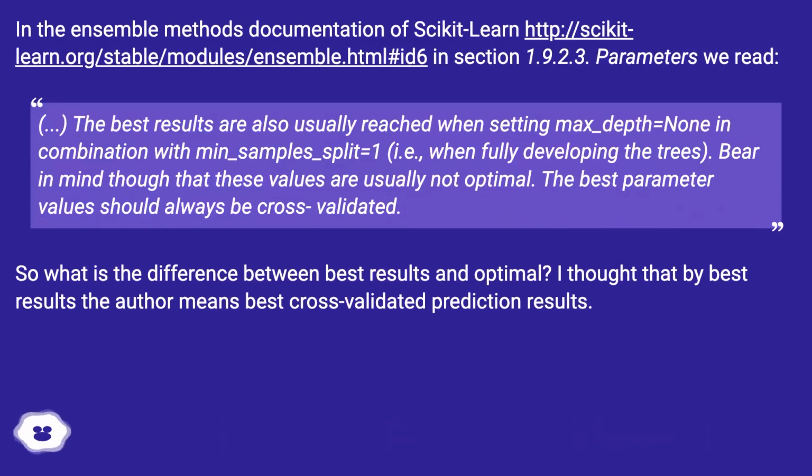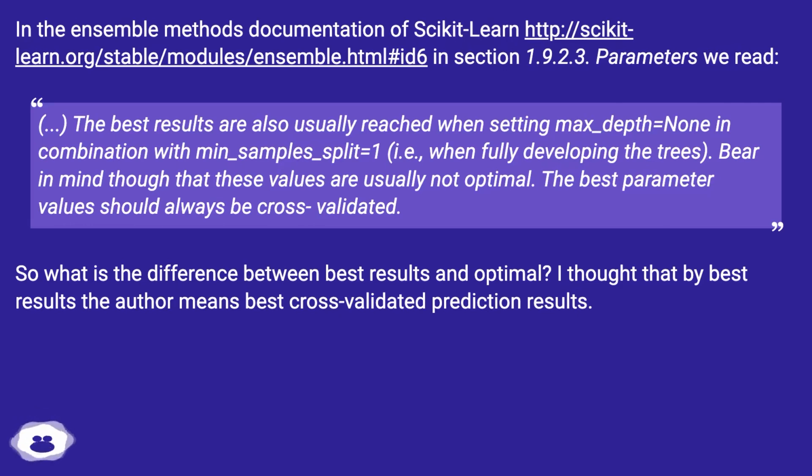In the ensemble methods documentation of scikit-learn, this URL, in section 1.9.2.3. Parameters we read: "The best results are also usually reached when setting max_depth=None in combination with min_samples_split=1, i.e., when fully developing the trees. Bear in mind though that these values are usually not optimal. The best parameter values should always be cross-validated."